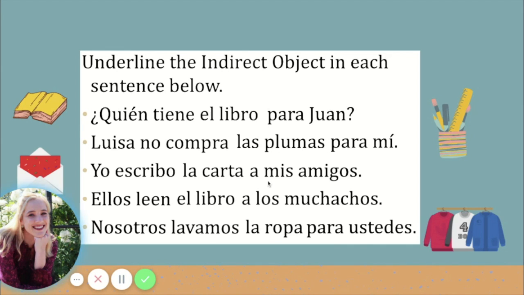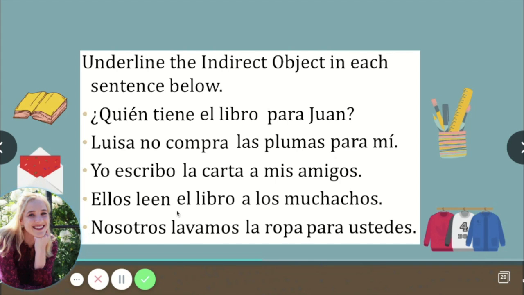A mis amigos, to my friends. I write the letter to my friends. So mis amigos, my friends, is going to be the indirect object. If our direct object is the card, remember our indirect object receives the direct object. Who's receiving the card? My friends.